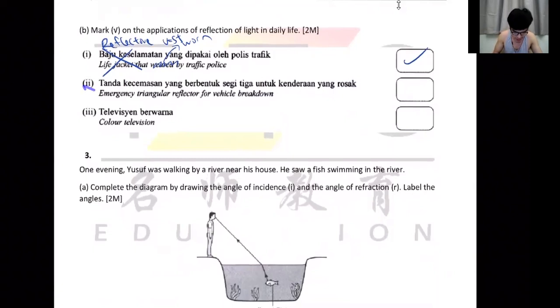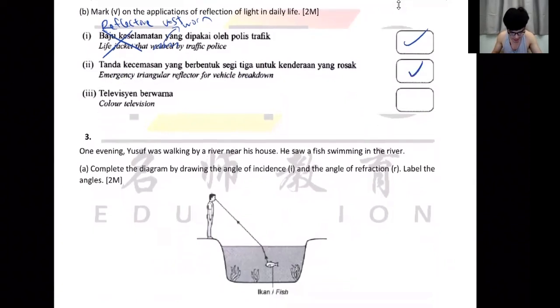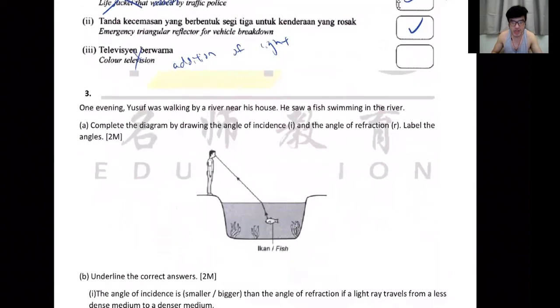So number 2. Emergency triangle reflector for vehicle breakdown. Yes, this one correct. Color television, no. This is the addition of light, penambahan cahaya. Your RGB.